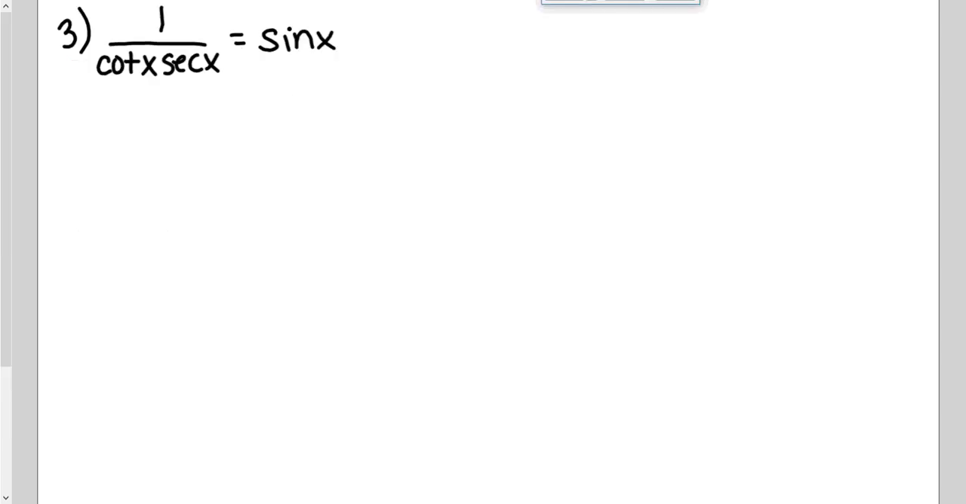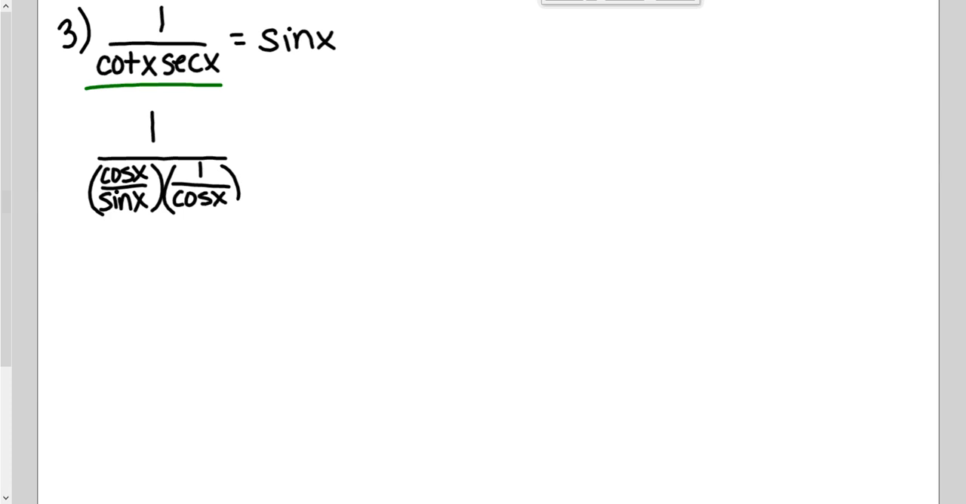Number 3, again, left side to right side. We want to match this. There's obviously much more to do on the left side than there is on the right side. We're going to match the left side to the right side. The first thing I'm going to do, I don't like cotangent and secant. So I am going to rewrite cotangent. I'm going to substitute cosine x over sine x for cotangent. I'm going to substitute 1 over cosine x for secant.